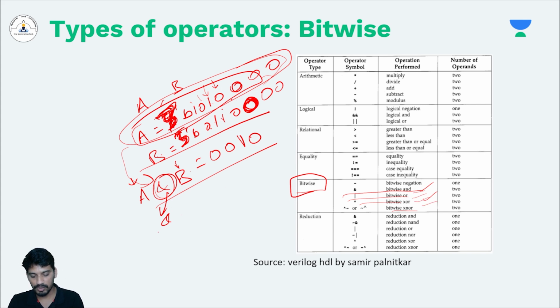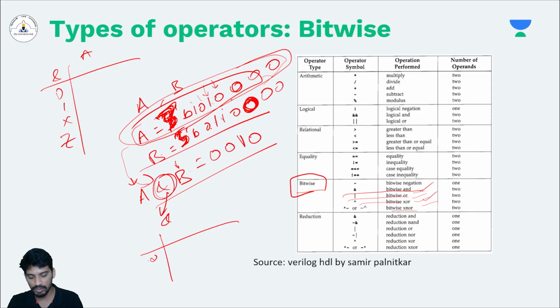Remember, we have seen the truth table of different operands in gate level modeling. There, you have 4 different values: 0, 1, X, and Z. But in this case, you have only 3 different values: 0, 1, and X. The Z is treated as X. So, if you draw the truth table of the bitwise AND operation, it will be like this.